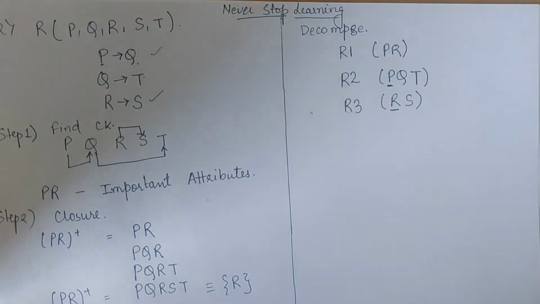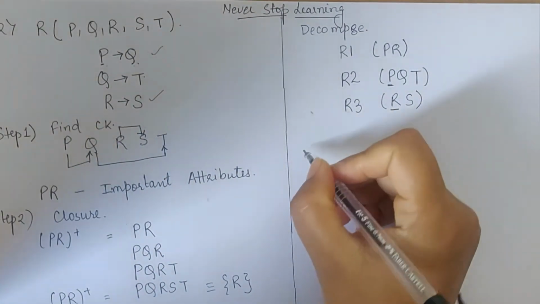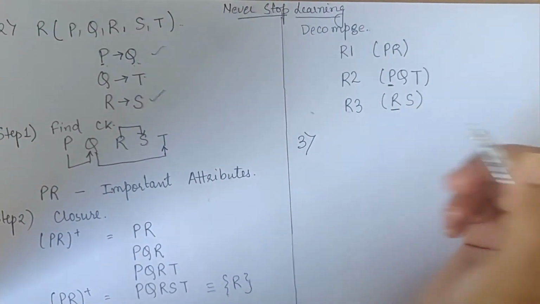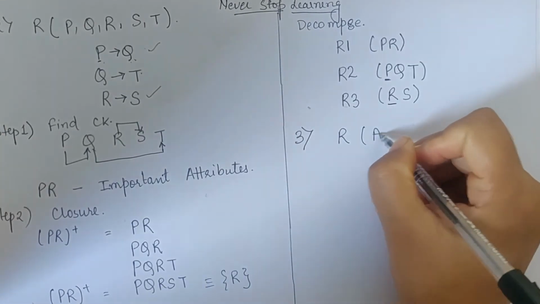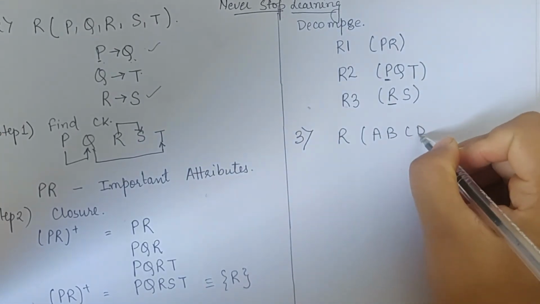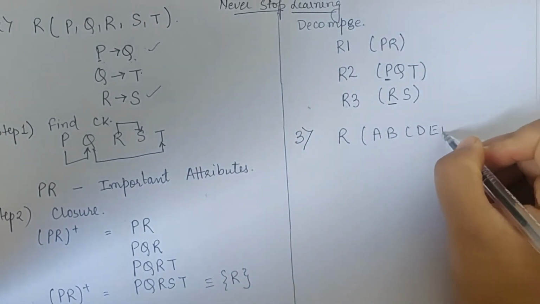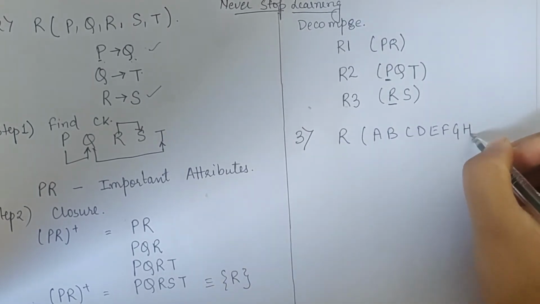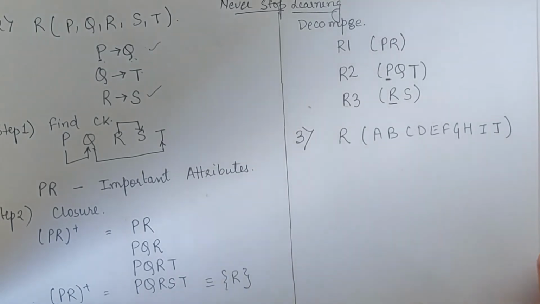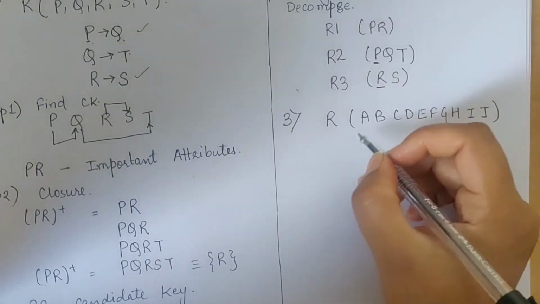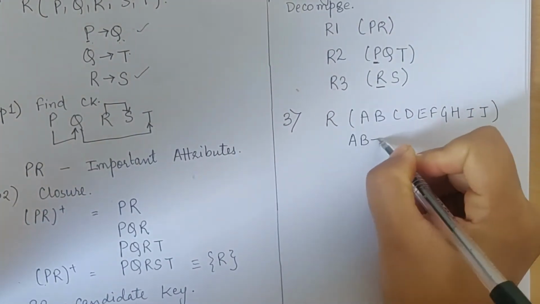One more example we will see, so your concept for second normal form will be fully clear. Okay, so here I am taking example number 3. Here we have a relation R with A, B, C, D, E, F, G, H, I and J. A big example with lots of dependencies, so your concept will be clear.